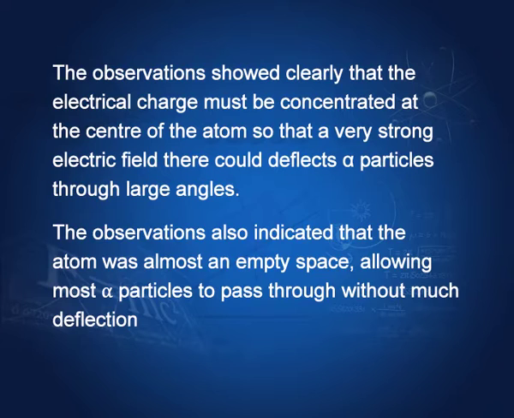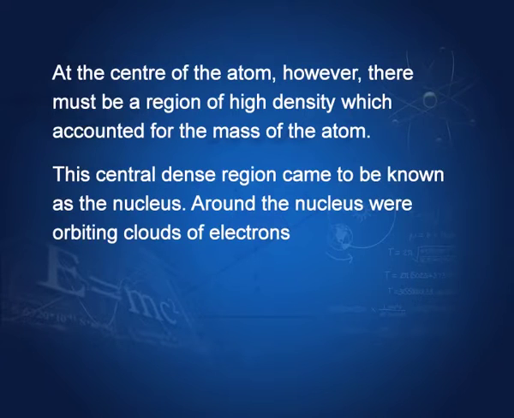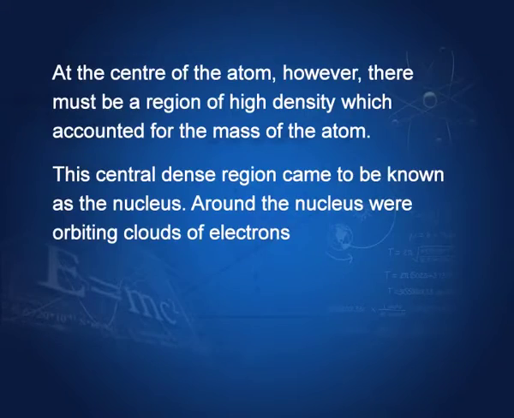Most of the atom, of course, is empty. Most of the alpha rays go through, but those which pass near the center of the atom, which carries the charge, get deflected by large angles. At the center of the atom, however, there must be a region of high density which accounted for the mass of the atom. Not only does this region have the charge, this region called the nucleus also has the mass of the atom, and around the nucleus were orbiting clouds of electrons.